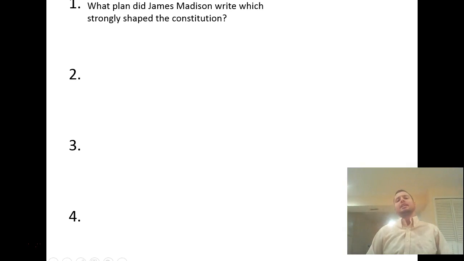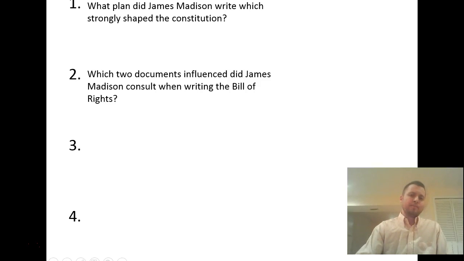Number 1: What plan did James Madison write which strongly shaped the Constitution? What was the name of his plan? It looks like our government today, not exactly, but sort of. Number 2: Which two documents influenced James Madison, or which ones did he consult when writing the Bill of Rights?